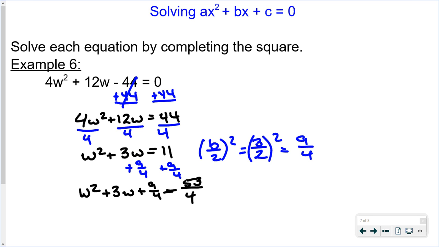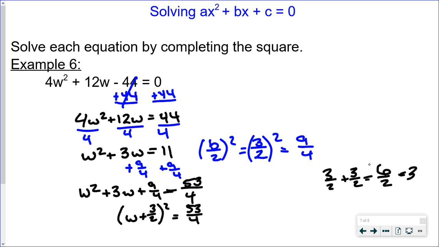All right, so we're looking for two numbers that multiply to 9/4, that's 3/2, and add to 3, which is going to be 3/2 also. So this is going to factor to w plus 3/2 to the second power equals 53/4. So again, if you were to add 3/2 plus 3/2, you would get 6/2, which is 3. So it does add to 3.